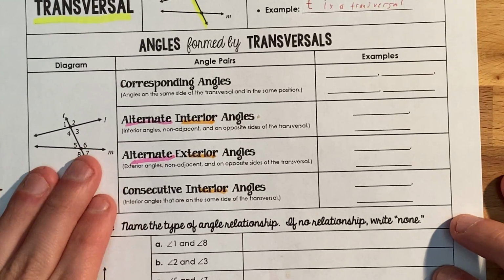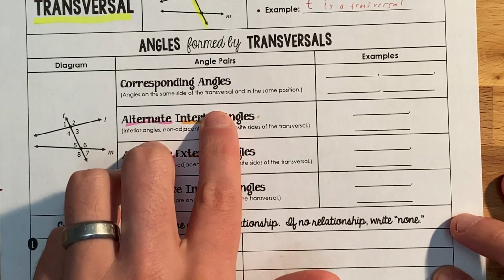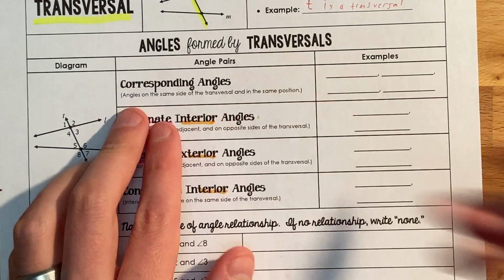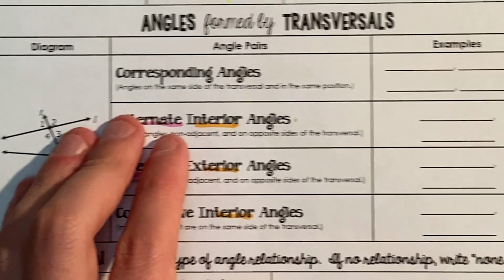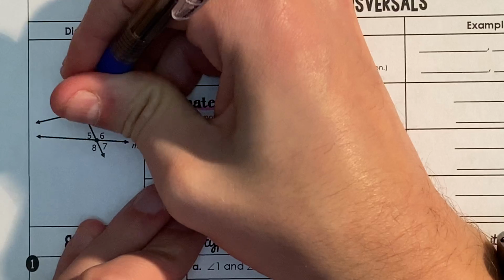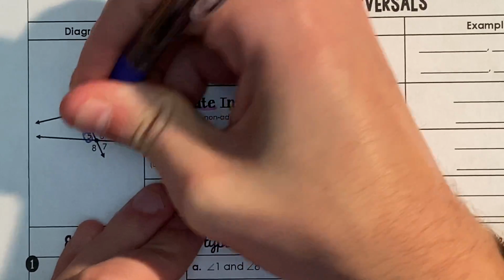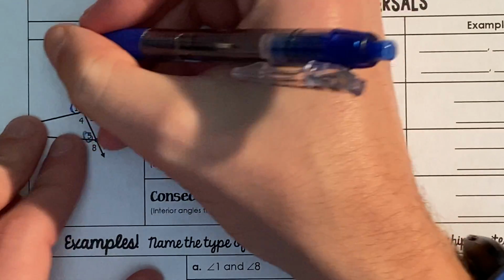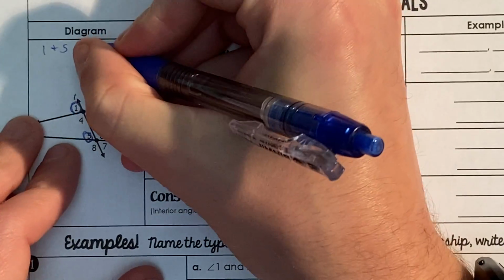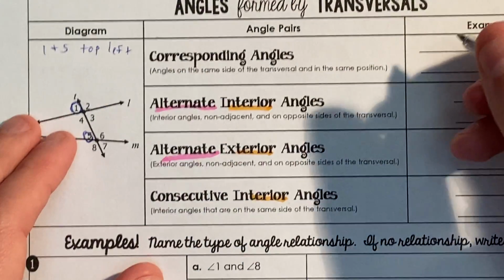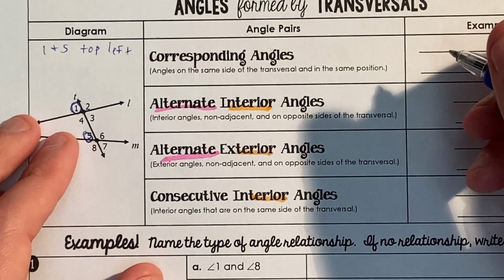So corresponding angles. Corresponding angles is the only one I didn't talk about on the other one because it's very specific. It's angles on the same side in the same location. So the way I think about it is that angle 1 and angle 5 are in the same location. Both 1 and 5 are in the top left. So they are corresponding angles.